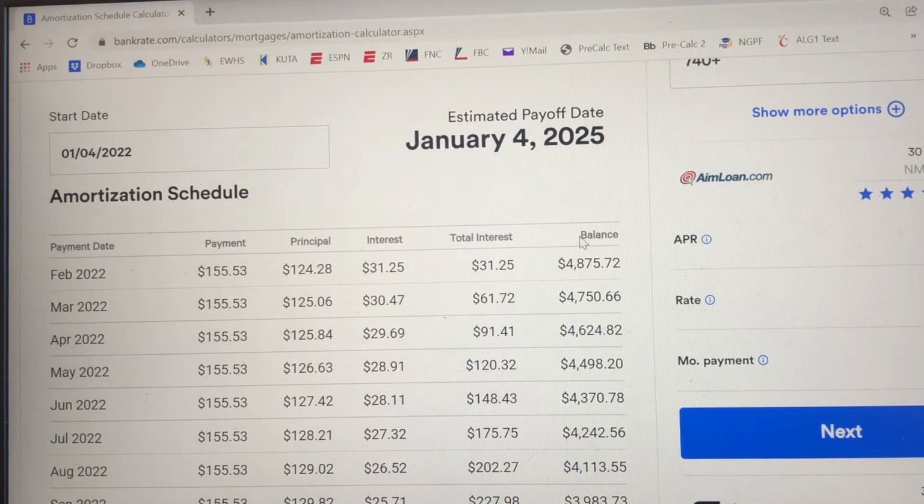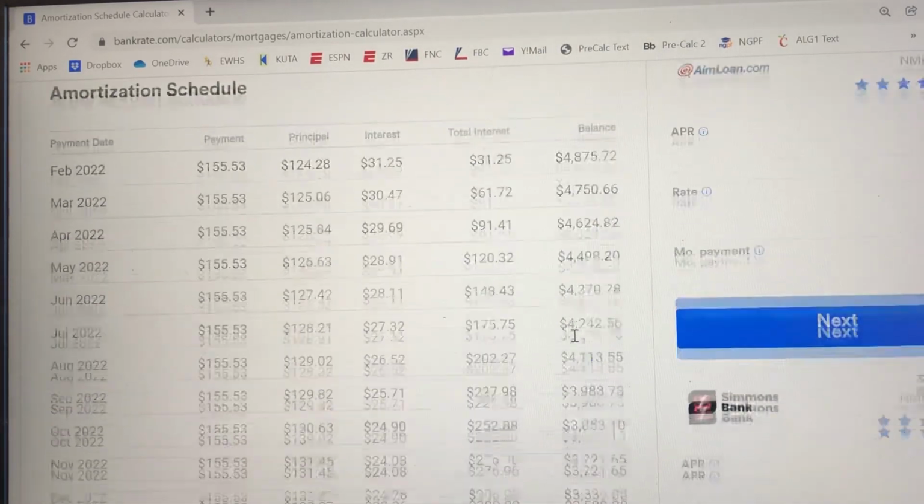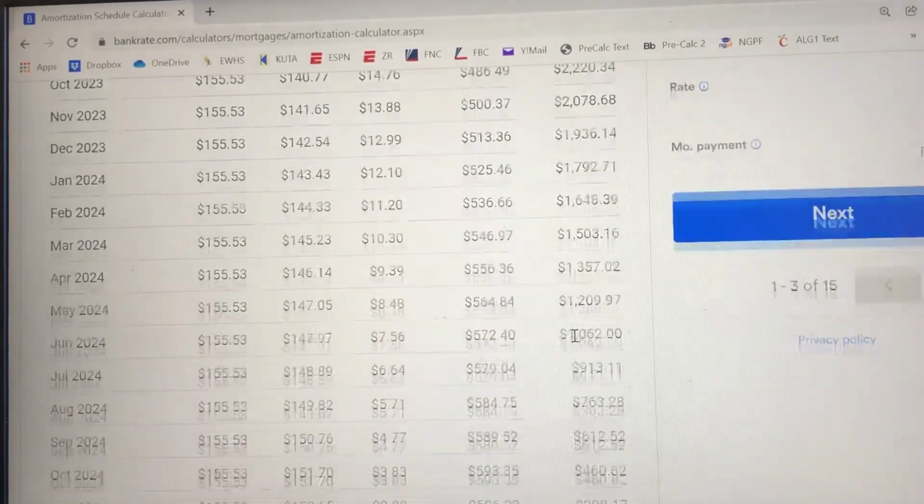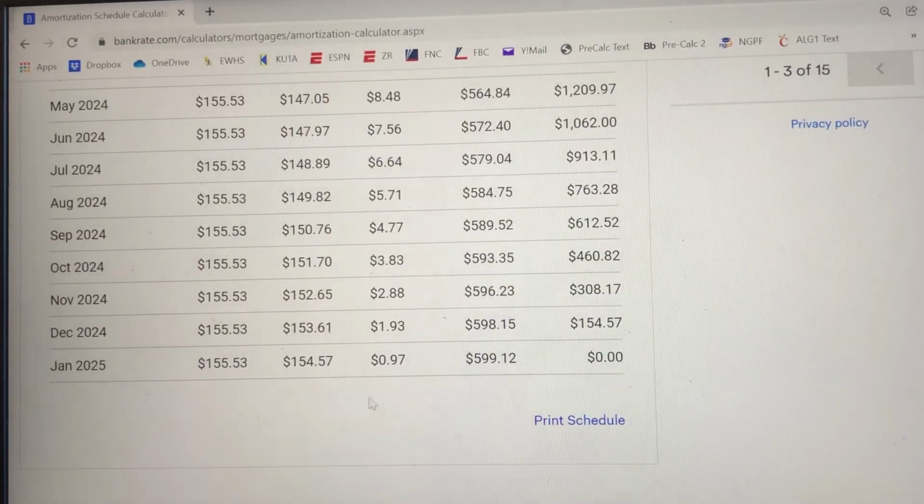So it starts at $5,000, and we take away the amount that was paid towards principal with each of these payments. All right, so if you scroll down here to the bottom, you'll see that in January of 2025, you'll have a balance of 0. You will have paid that $599.12 in interest, and in total, you will have paid almost $5,600 for that car.